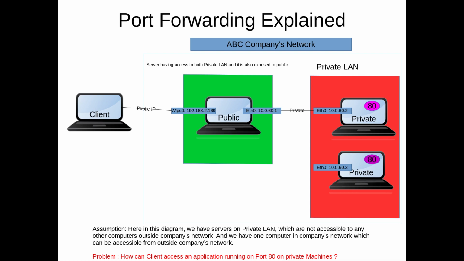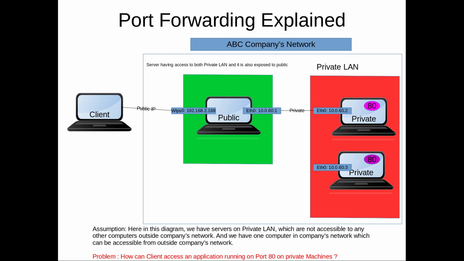So here is an example of an ABC company. The company has a private LAN network, where there are machines running on the 10.0.60.0 subnet, and all the machines in this subnet can connect with each other, but they cannot be accessed from outside. But we have one machine in the company's network, which we call the public machine, which is also exposed to the outside. That means this machine can be accessed from outside the company's network. Moreover, this machine can also connect to our private LAN.